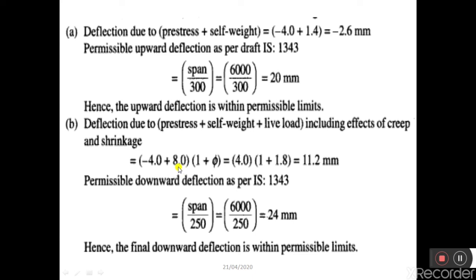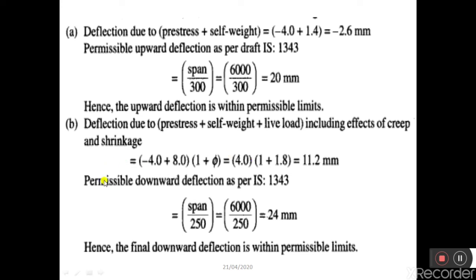That is 8, and including the effect of creep, it is equal to 8 into (1 plus 1.8). The value of creep is given here. If the value of creep is not given, we should assume the value of creep between 1.5 to 2. Therefore, the deflection due to pre-stress plus self weight plus live load, including the effect of creep and shrinkage, is equal to 11.2 millimeter.